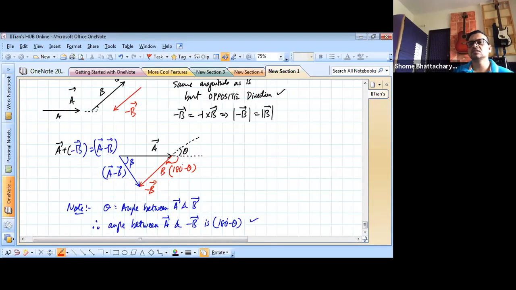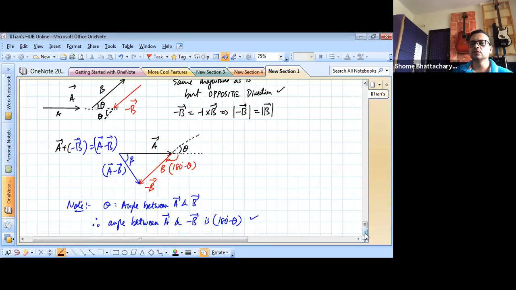That's why, since this angle was theta, over here this angle will be theta. So that's why this angle will be 180 minus theta. So this last point is important to know: if the vector B is making an angle theta with A, then its opposite, minus B, will make how much? 180 minus theta. So now we are doing this operation.